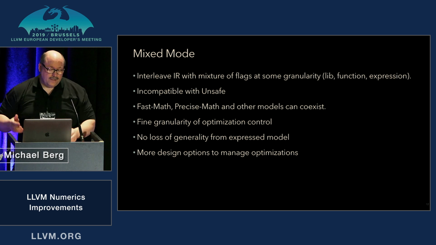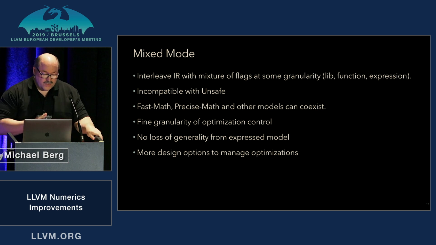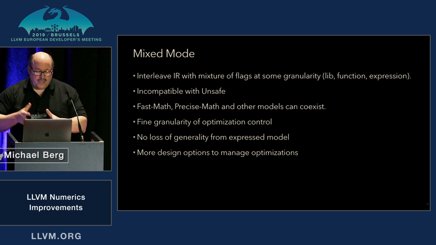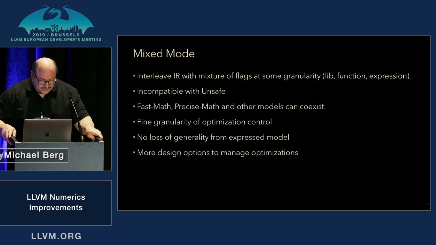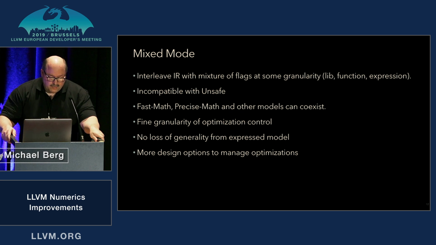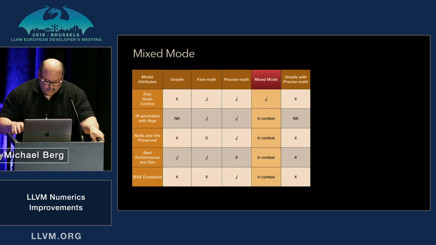And with that, you get the ability to use the other models that currently exist, like fast and precise, along with your new model. And you get defined behavior within each box. You also get fine granularity of optimization and no loss of generality. And you get a bunch of new contexts to manage your optimizations in. And what does it look like? It looks a bit like this.